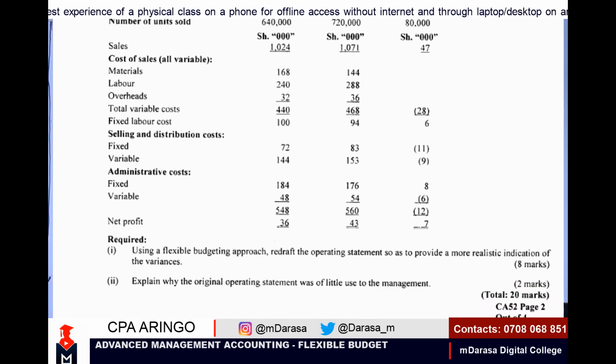Going down to the question, we are told, required: using a flexible budgeting approach, redraft the operating statement so as to provide a more realistic indication of the variances. Very key element. Number 2, explain why the original operating statement was of little use to the management.